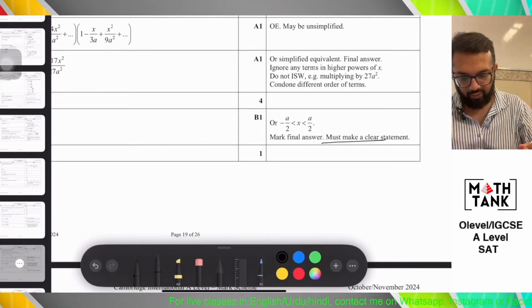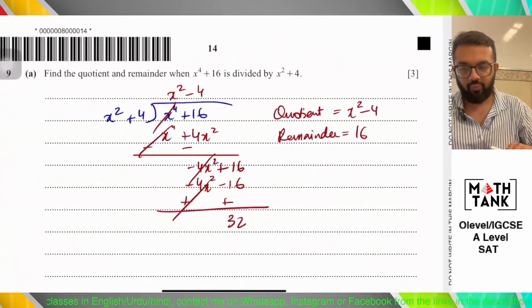It says must make a clear statement. Okay.